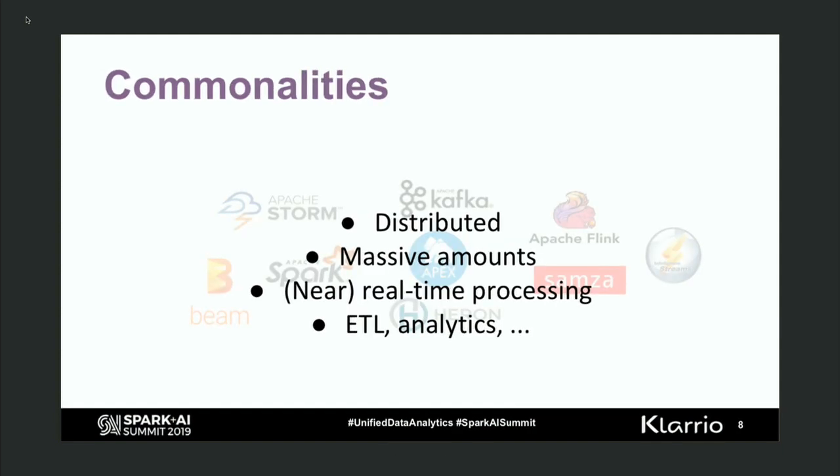So there are some things that they all have in common, which is they're all distributed frameworks, which means they use several machines to process data. Because they do that, they can handle larger amounts of data, and they're used for massive data processing. They're used for near real-time or real-time processing, and they can help you with doing ETL and analytics jobs on your data.